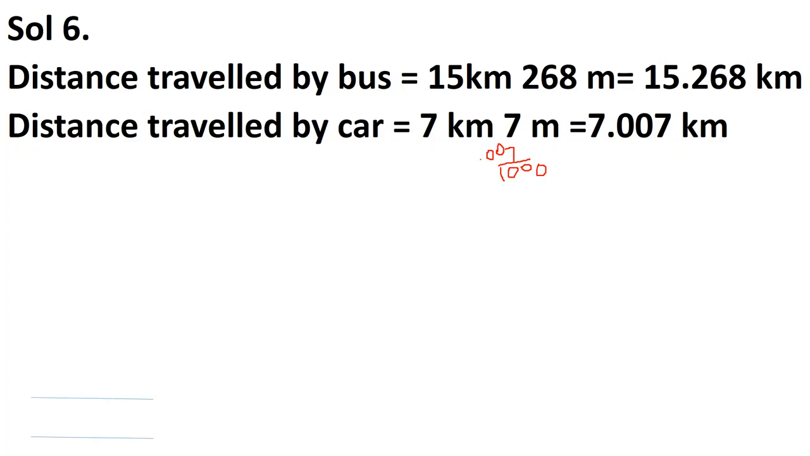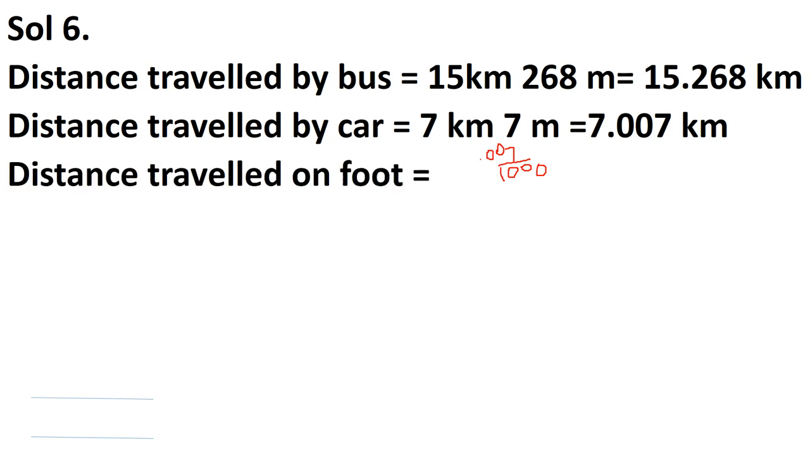So distance traveled by car is 7.007 kilometer. And distance traveled by foot is 500 meter. Now see, this is given in meter only. No kilometer is there. So divide this 500 meter by 1000. You will get 0.500 kilometer.